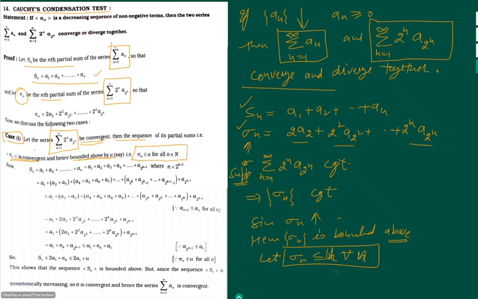For all n. All right. So suppose sigma n is less than or equal to u for all n. Now you consider Sn. Sn is a1 plus a2 plus a3 plus up to an. This you can write as, suppose n is equal to 2 raised to the power k plus 1.